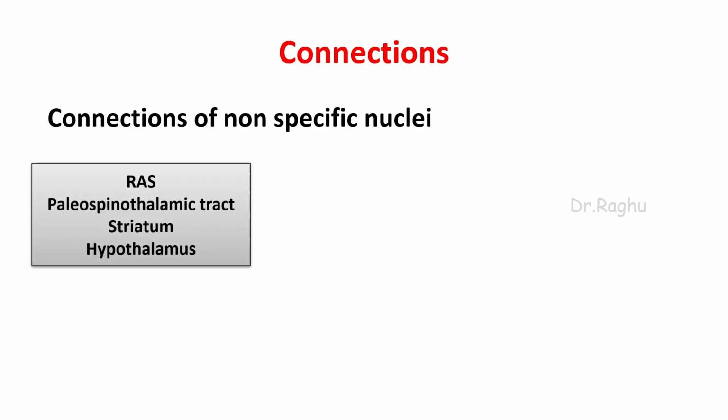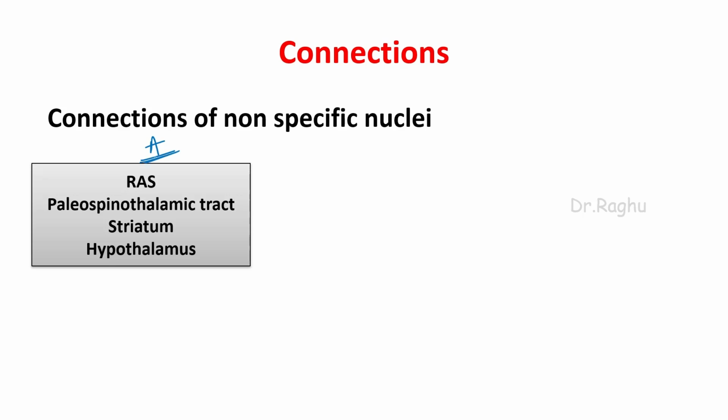So the non-specific nuclei, as I have already discussed, are going to receive impulses non-specifically and also project to non-specific areas of the CNS. So which are all the parts of the CNS from which they are going to receive the impulses? All these are afferent inputs which are going to the non-specific nuclei.